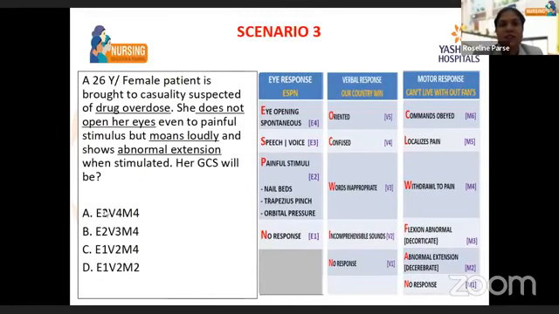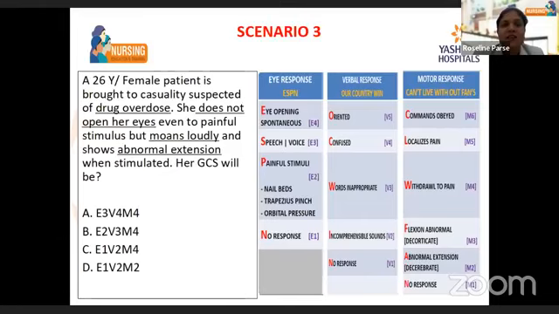Then a 26-year-old female patient is brought to casualty suspected of drug overdose. She does not open her eyes even to painful stimulus, but moans loudly and shows abnormal extension when stimulated. What will her GCS be? Okay, so she does not open her eyes even to painful stimulus. When she is not opening the eyes even to painful stimulus, then it is considered to be no response.